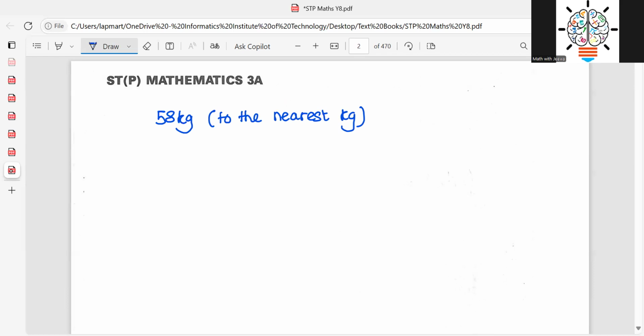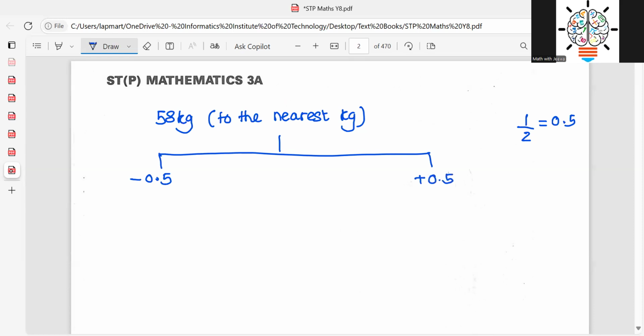Now what I should do, if it is the nearest kilogram, that means they are talking about the units place. So the unit place I divide by 2, it gives me 0.5. And I have the two things: here minus 0.5 and here plus 0.5. So this becomes 57.5 and this becomes 58.5. So by now you know the weight can be equal to or more than 57.5, or it should be less than 58.5.